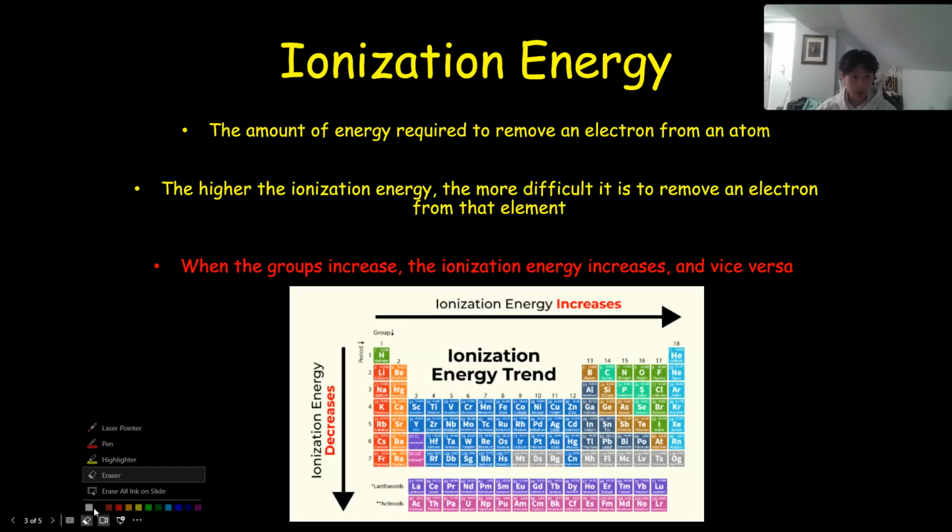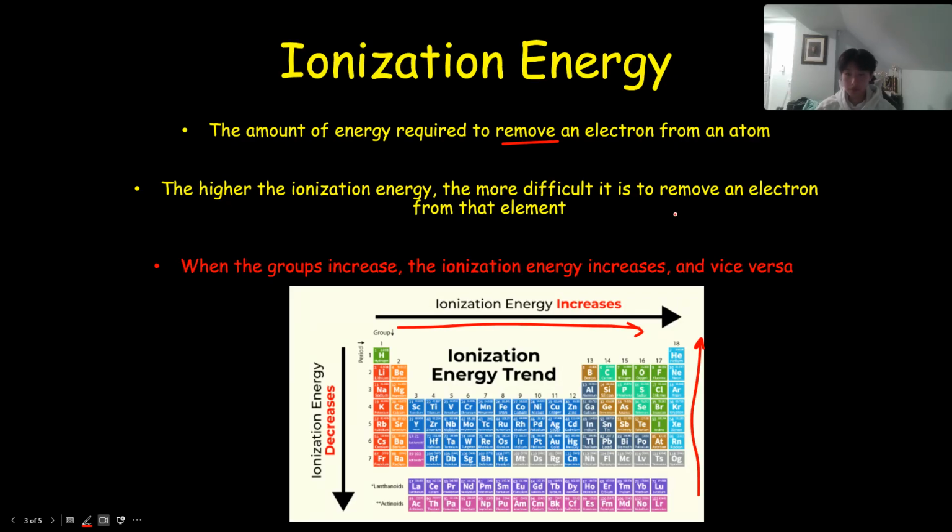Alright, now the next trend is ionization energy, and this is essentially the opposite of electronegativity. It is the amount of energy that's required to remove an electron from an atom. Although ionization energy and electronegativity are essentially opposites, they both follow the same trend on the periodic table. So as you go from left to right across a period and from down to up across a group, your ionization energy will increase.